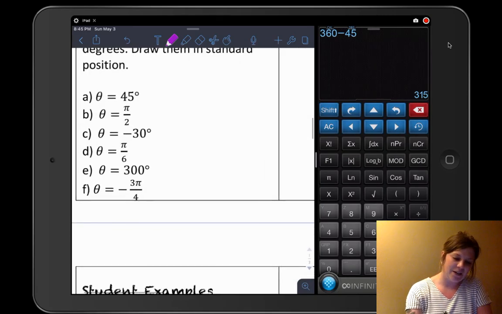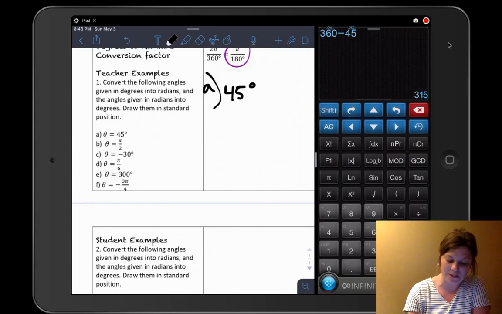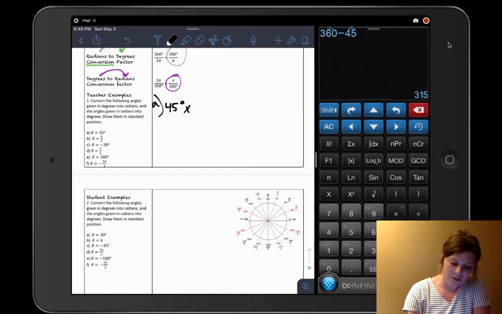We have question A: 45 degrees. Since we have degrees, we know we need to go into radians. So I'm going to write down my number, 45 degrees. The way that I think about this is I want to get rid of degrees, so I put them on the bottom. I'm trying to divide out degrees. Whatever I want to get rid of, I put on the bottom. And then it's pi on top.